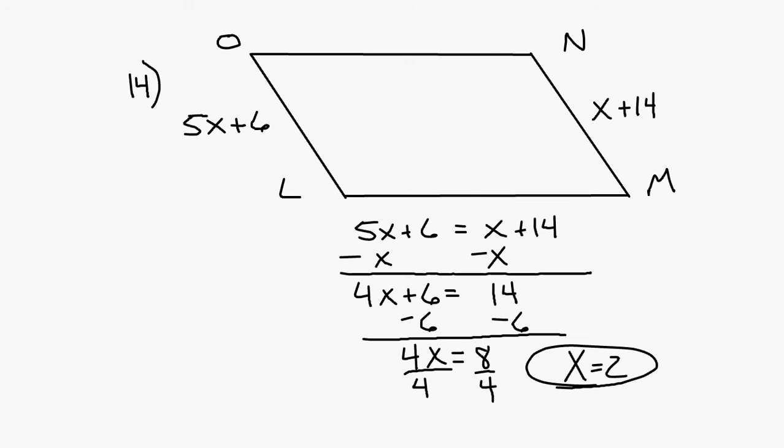If x is equal to 2, right here you replace the x with a 2. So 2 plus 14 is 16. And 5 times 2 plus 6 would be 10 plus 6, which is also 16.